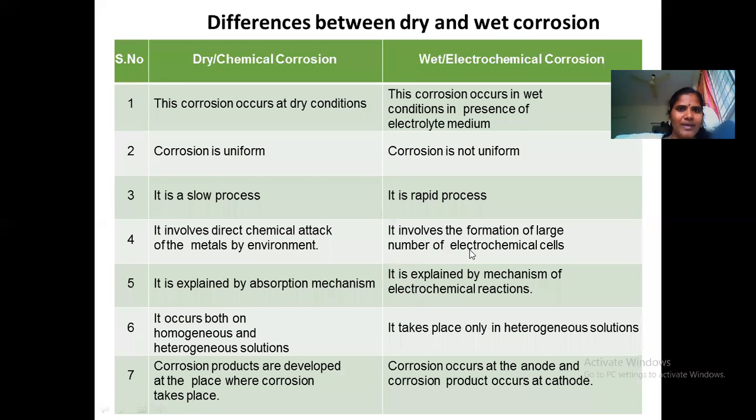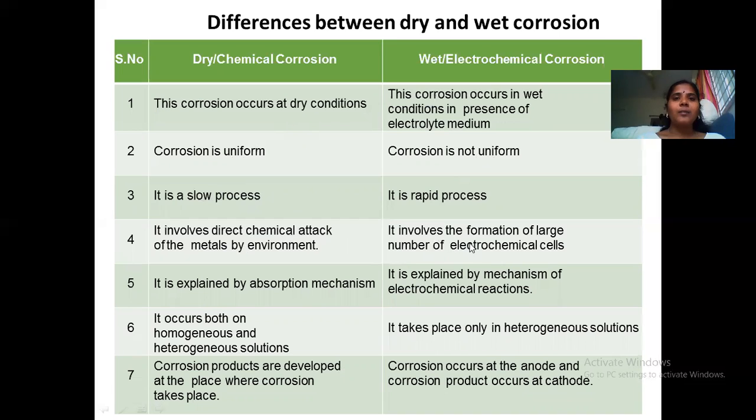And let's see the basic differences, whatever we discussed till now. That is, dry corrosion occurs under dry conditions, meaning in the absence of moisture, only with the environmental gases. In electrochemical corrosion, there is involvement of moisture along with the metal, and the corrosion in the case of dry is uniform, here it is not uniform. And comparing the rate of corrosion reaction, it is very slow in the case of dry corrosion. In electrochemical corrosion, it is rapid, and dry corrosion involves direct chemical attack of a metal by the environment.